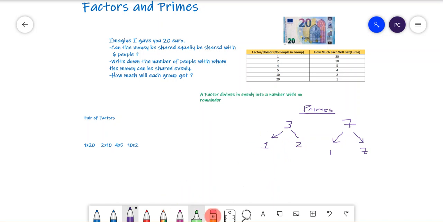So this should be 3 here. The factors of 3 are the number 1 and the number itself, which is 3. And the same with the number 7, it is a prime as well. If we take the number 7, it's only divisible by 1 and 7. They will divide in evenly into it. So therefore, these are what are known as primes.